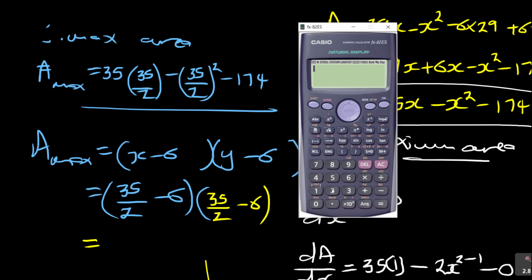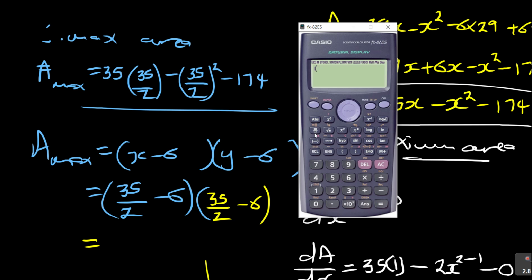So let's start with the first one. Is 35 bracket 35 over 2. All right, and then what do I have? Minus, okay, close there, minus, and then you've got what? 35 over 2 squared, minus 174. All right, there it is, 132.25. So remember this answer. Let's try the other one.